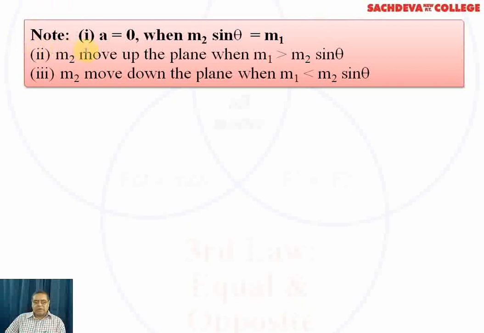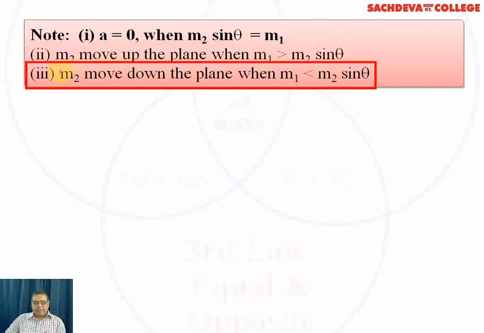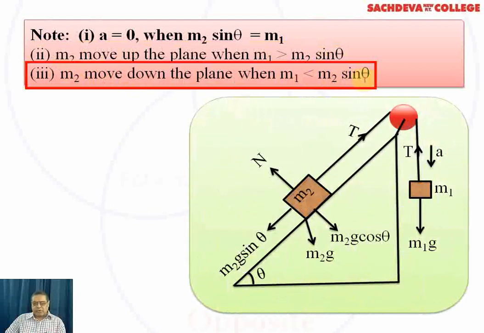Now, the important note is, A is 0 when M2 sine theta is equal to M1. M2 moves up the plane when M1 is greater than M2 sine theta, and M2 moves down the plane when M1 is less than M2 sine theta.